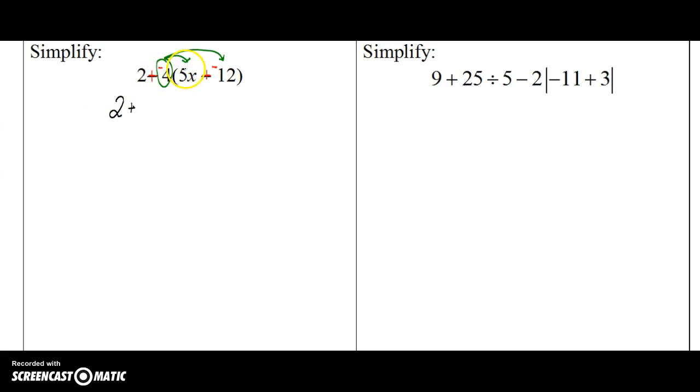So, negative 4 times 5x, negative 20x, negative 4 times negative 12, positive 48. My next step is to simplify, combine like terms. My final answer will be negative 20x plus 50.